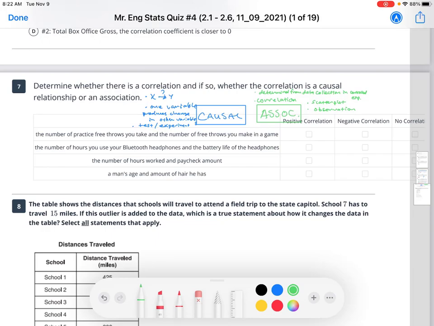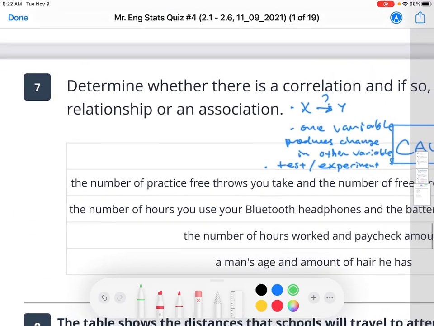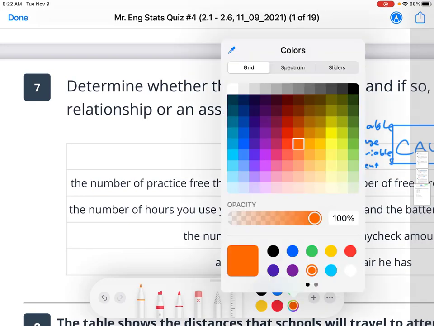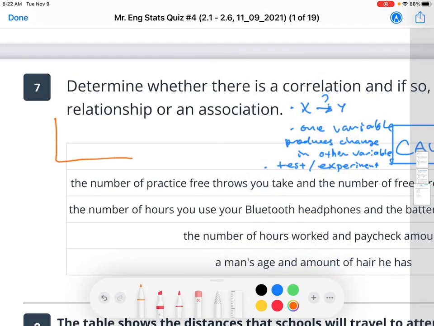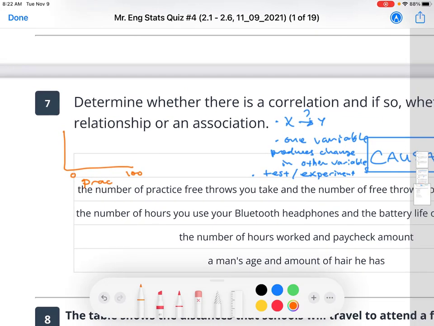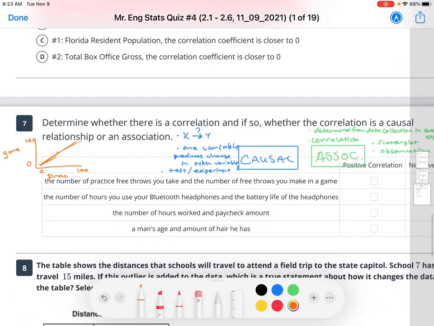The number of practice free throws you take, and the number of free throws you make in a game. So again, if you get stuck on these, a good idea is just drawing. So this is practice, 0 to 100. So you're taking a lot of free throws. And then what would you expect on your game time free throws? Well, I expect that if you take little, you'll make little. You take maybe 50, hopefully you make those during the game, or your percentage. So I would say that it has a positive correlation.